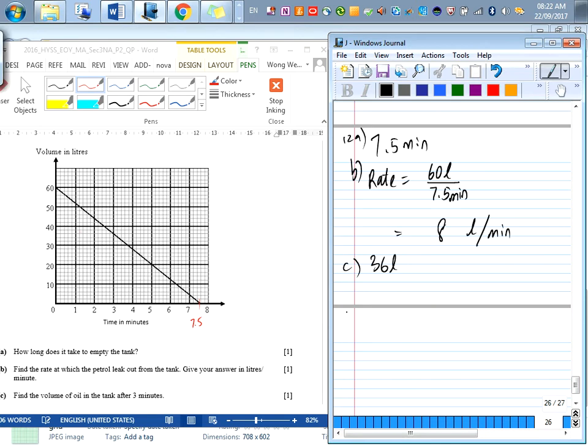So that's an alternative way of doing it. Okay, then part D. Part D says how much was leaked after 3 minutes. Oh, okay. So 60 minus 36 equals to 24 liters.